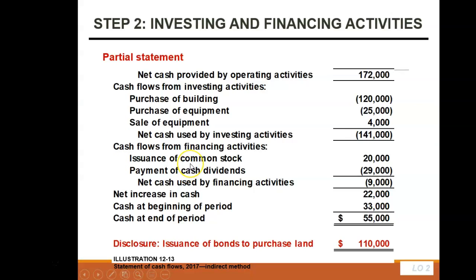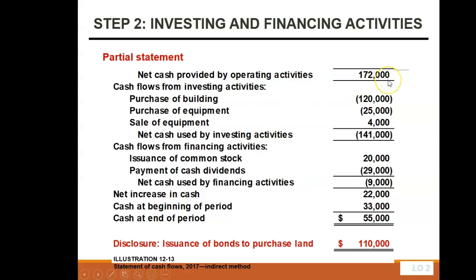Okay? Which leads us to our last category, being our financing activity. When we issued common stock, that was an increase of $20,000. When we paid out the cash dividends, that was a decrease of $29,000. So overall, for our financing activities, there was a net cash used, which means a decrease in the amount of $9,000.